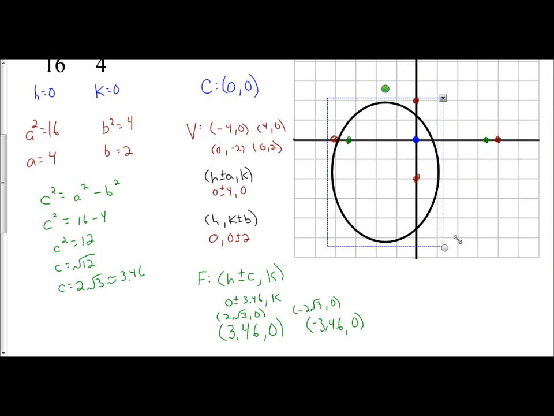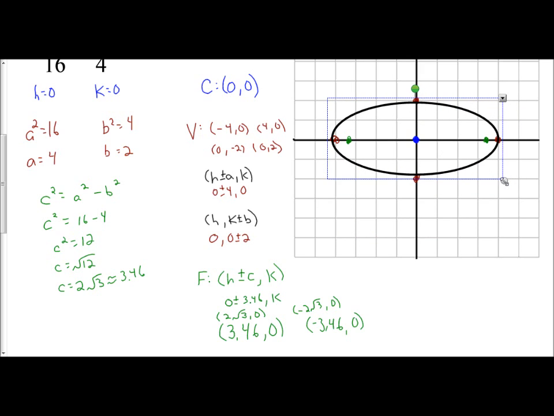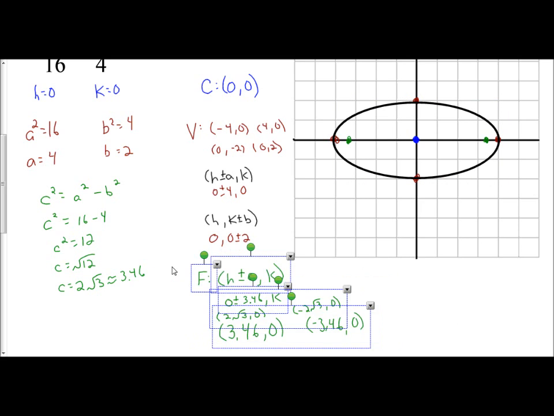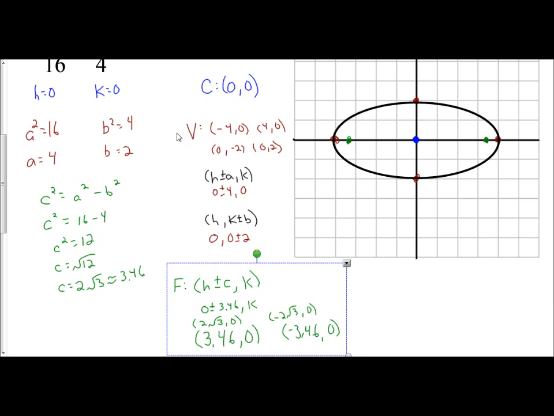And make sure it goes through all 4 of my points. And so there is my ellipse. What's left that we need to find? We need to find our major axes. We need to find our minor axes for them.